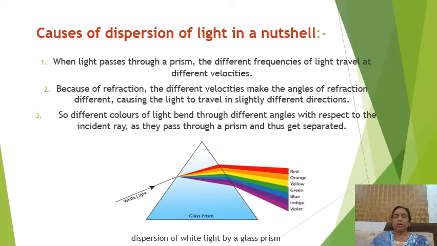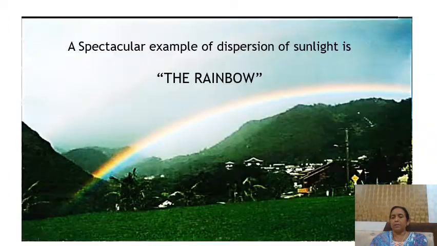In a nutshell, we can summarize the causes of dispersion as number 1: when light passes through a prism, the different frequencies of light travel at different velocities. Because of different velocities, they make different angles of refraction, causing the light to travel in slightly different directions. So different colors of light bend through different angles with respect to the incident ray as they pass through a prism and thus get separated.